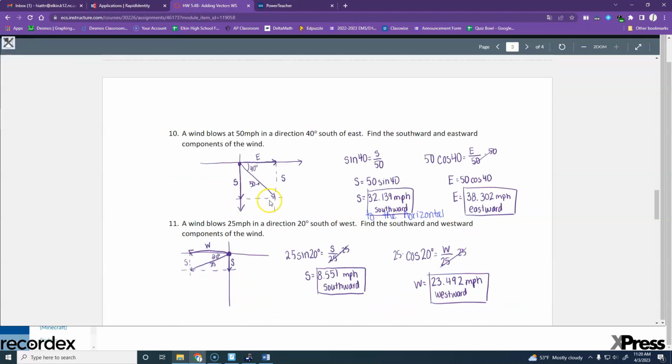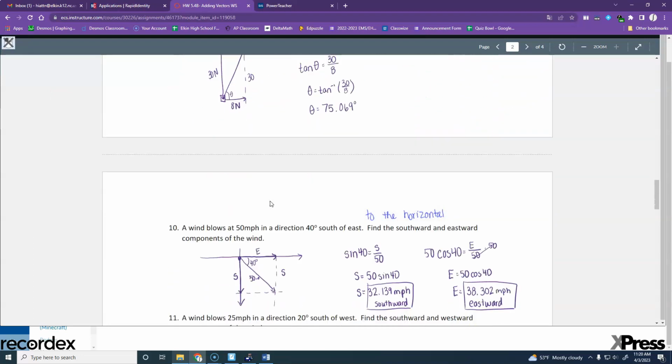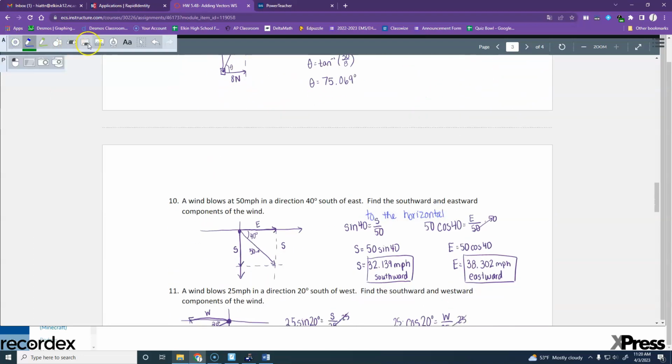And then let's go ahead and do 10. Several of you had done 10. 10 was 32.139 miles per hour is your southward component, and 38.302 miles per hour is your eastward component.